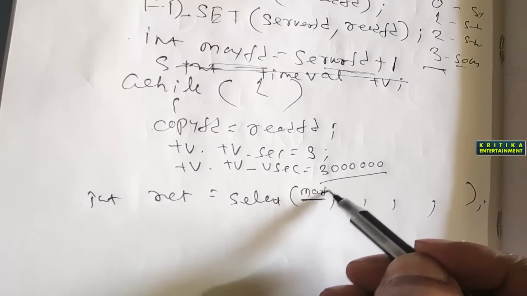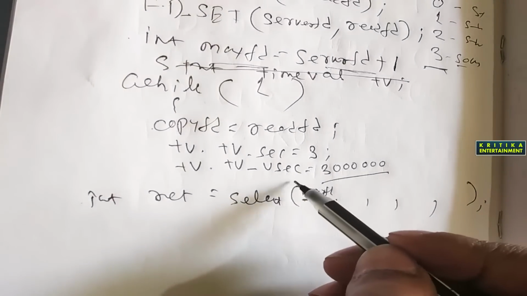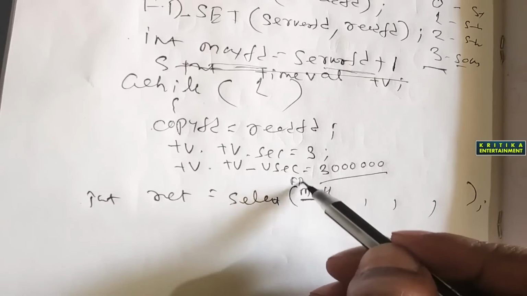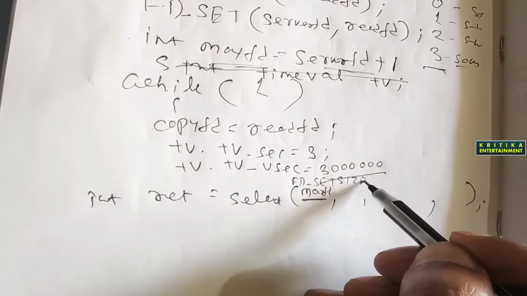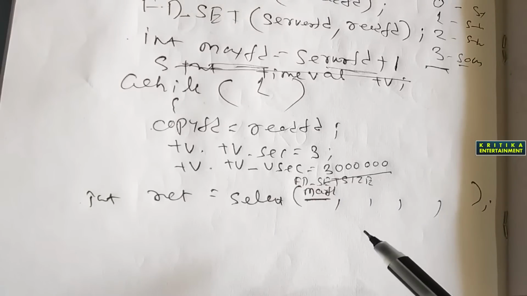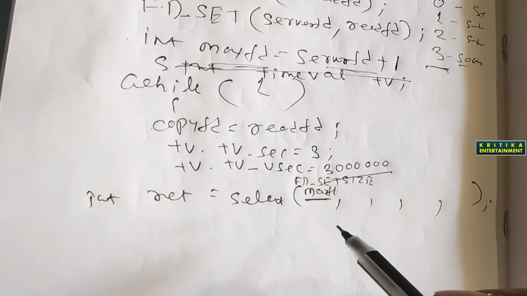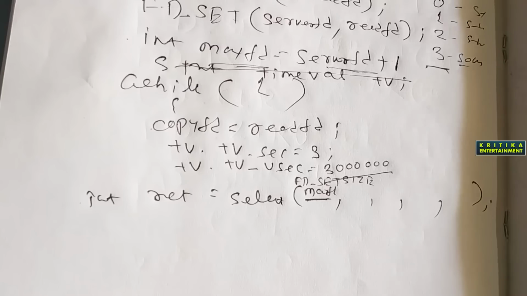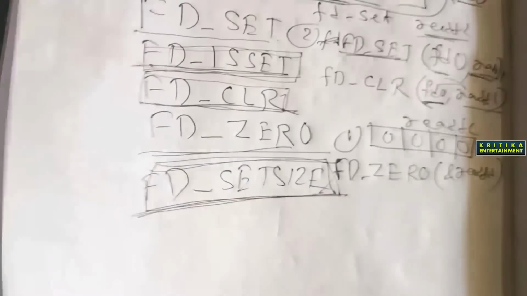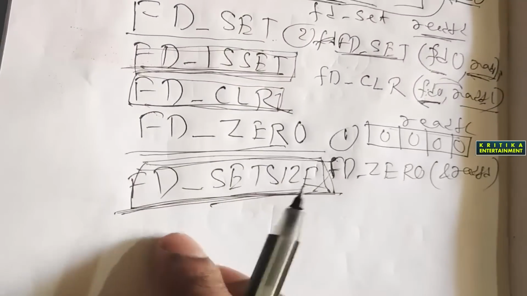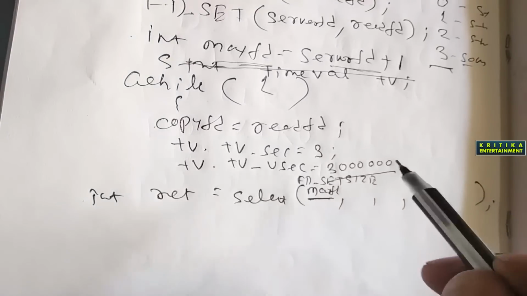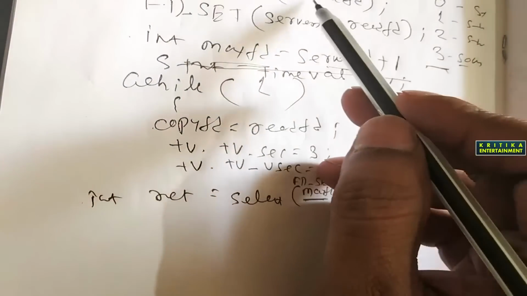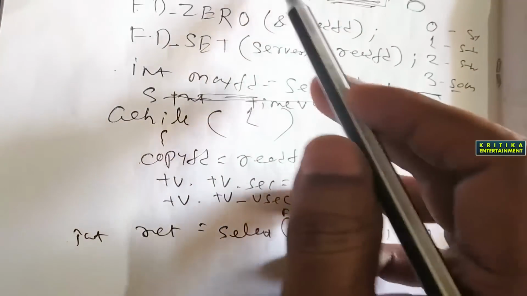So you will write num max FD. You can also write FD underscore SETSIZE. And the second argument is what? Which variable to pass? I have declared the read FD variable here.